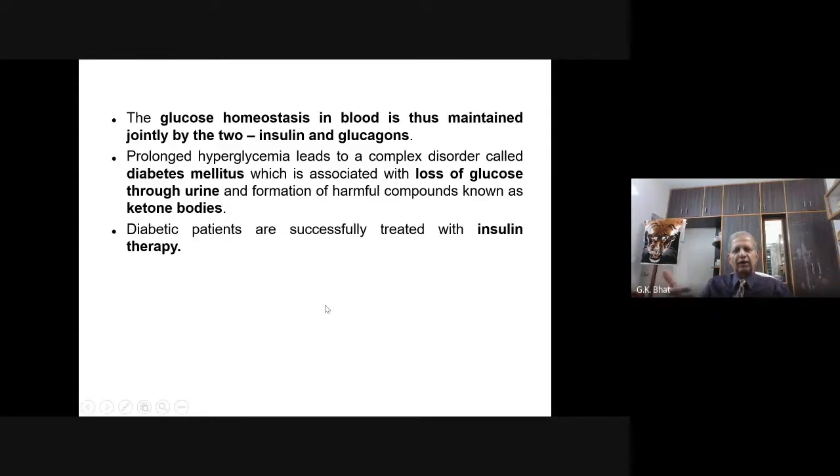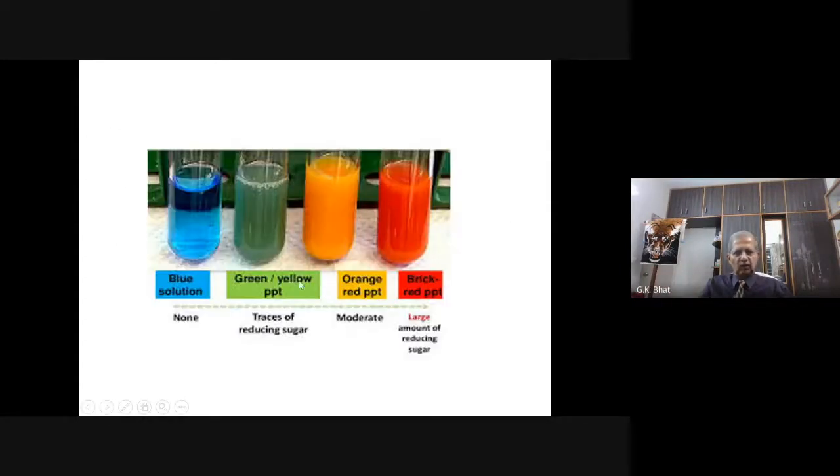That means by taking an insulin tablet or by taking an insulin injection, right? Now, if you test the urine for glucose, in a normal person without diabetes, a few drops of urine are put into what is known as Benedict's solution. Bluish is the color of the Benedict's solution. If there is no change in color, that means he is not diabetic.